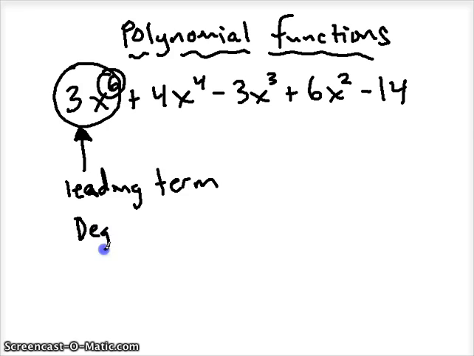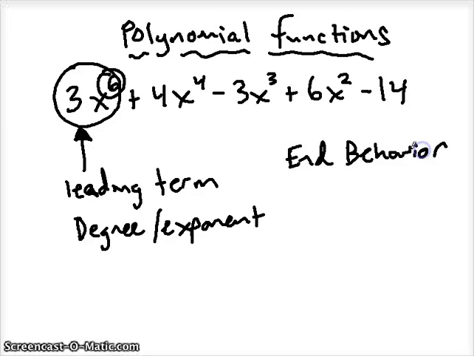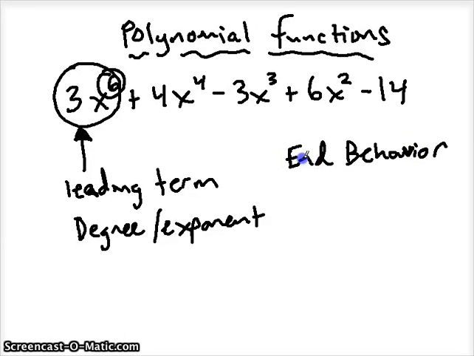Degree or exponent all means the same thing. And I think that's good on the vocab. We can start to talk about end behavior, which is really what the focus of this video is. So what does our graph do at the farthest left side and the farthest right side? What's going on at the tips of our graphs?